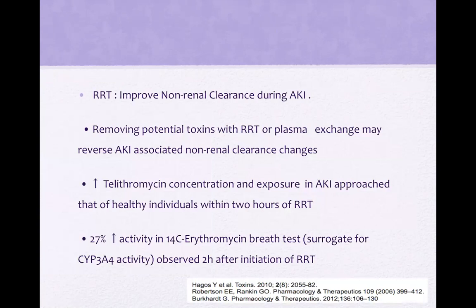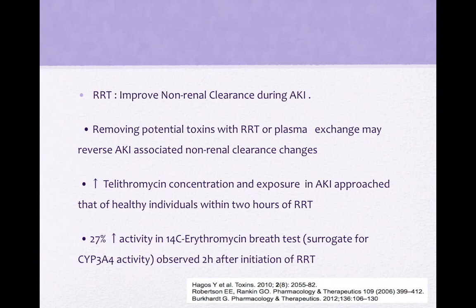As I said, acute kidney injury affects even the non-renal clearance. It has been clearly shown that once such patients are initiated on RRT, the non-renal clearance during AKI itself will improve. This is because the potential toxins are removed with RRT or plasma exchange, and they reverse the AKI associated non-renal clearance changes.